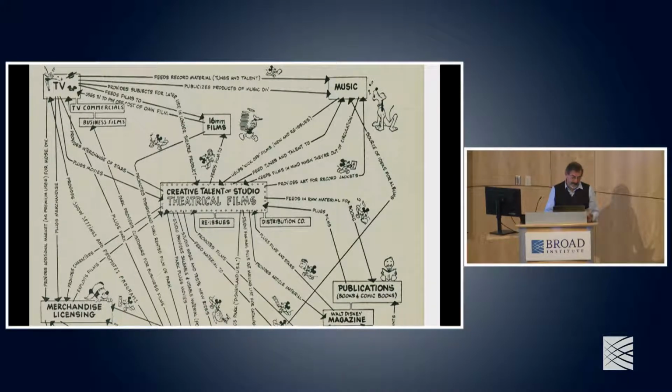We can read that his direction for building synergies are TV, which publicizes products for the music division, music helping to kick off films, and creative talent feeding from the films, providing characters for merchandise licensing. He's created dozens of mutually reinforcing cycles to build corporate value.